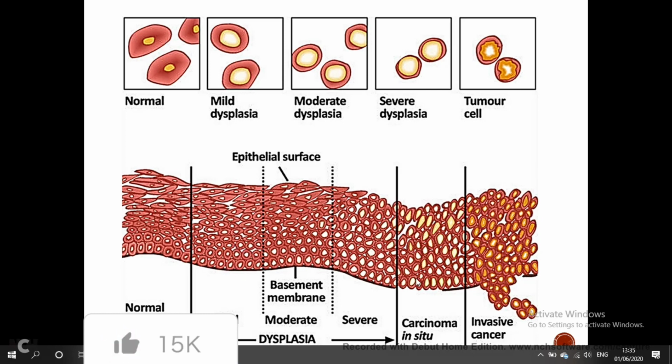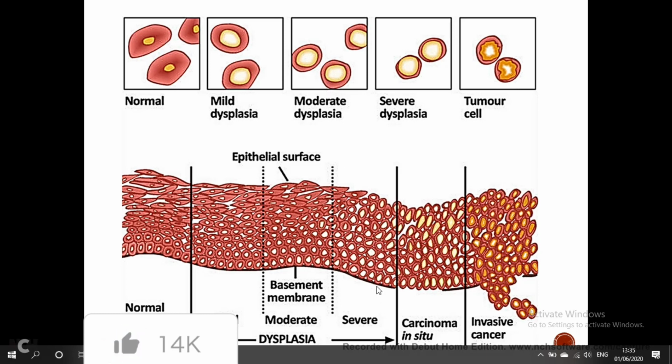See the basement membrane also. It is intact in most of the segment. This is the dysplasia, mild and moderate. Moderate involves, as I just told you, about the middle 2/3 of the epithelium. You can also see the cellular morphology. The nucleus cytoplasmic ratio is completely disturbed, and changes in the shape and size of the cells are also visible.